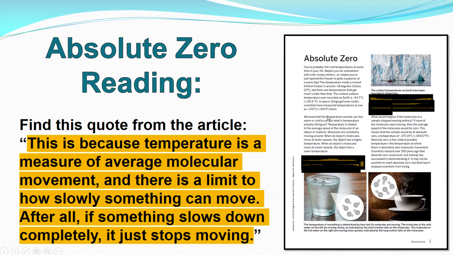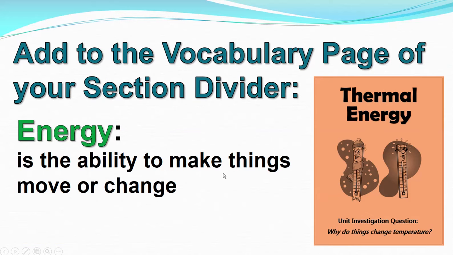In the article, it began to talk about how the molecules in objects that are colder are moving slower, and the molecules in objects that are hotter are moving faster. And we read this quotation: this is because temperature is a measure of an average molecular movement, and there is a limit to how slowly something can move. After all, if something slows down completely, it just stops moving. And it was beginning to introduce us to this pretty interesting concept about how molecules are always in motion.